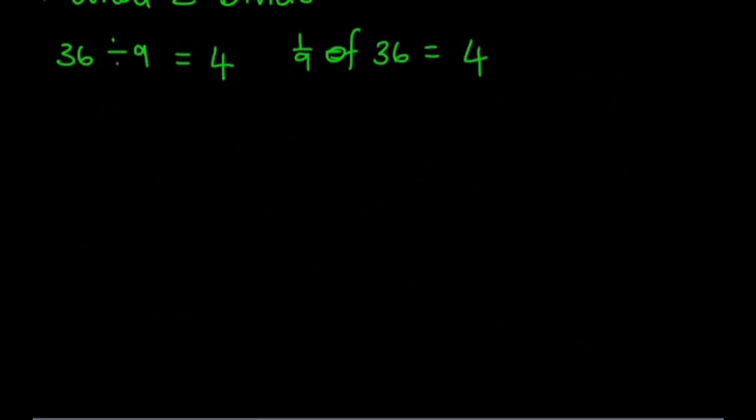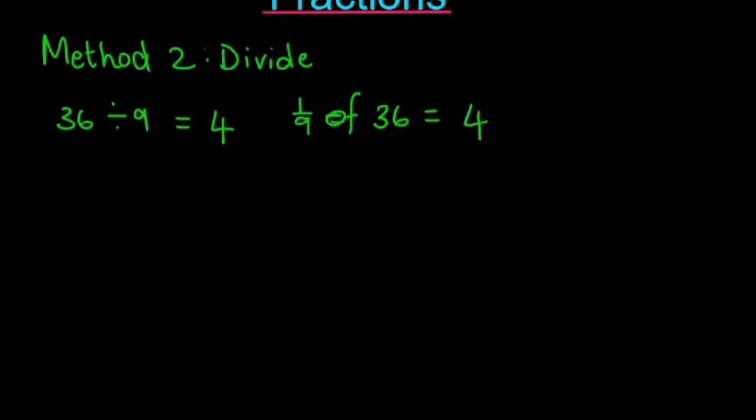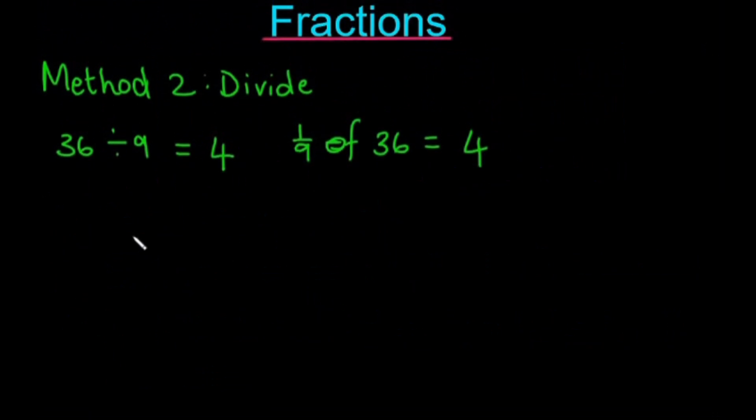The other method that we can use is to divide. So I can go 36 divided by 9, which is going to give me an answer of 4. This means that 1/9 of the 36 is going to give me 4 blocks of chocolate as previously discussed.